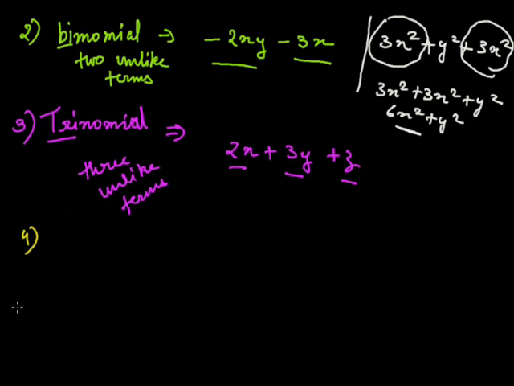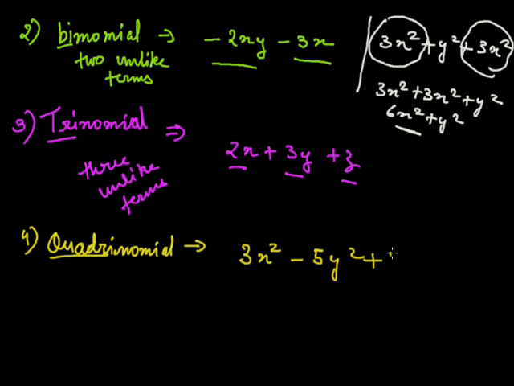Next is quadrinomial. Quadra means 4. That means an expression containing 4 terms. For example, 3x square minus 5y square plus 3xy plus 5x. Now this expression has 4 different, that is unlike terms, that is 3x square, minus 5y square, 3xy and 5x. Therefore, it is a quadrinomial. It is having 4 unlike terms.